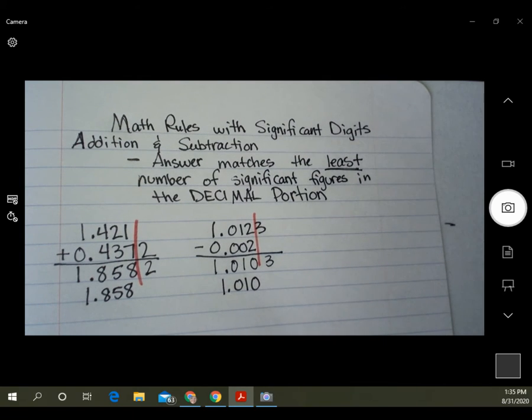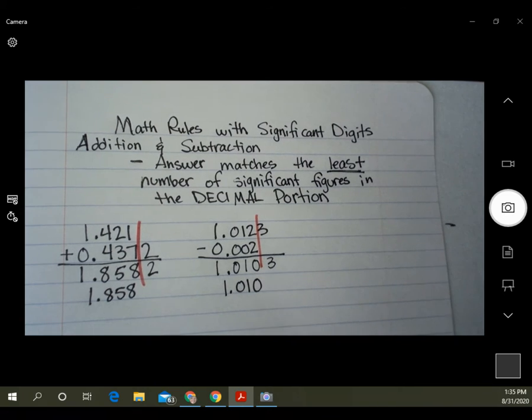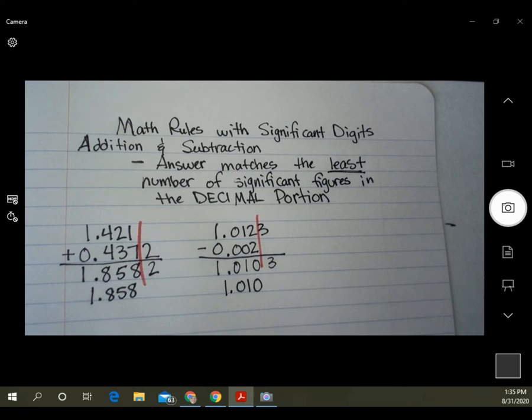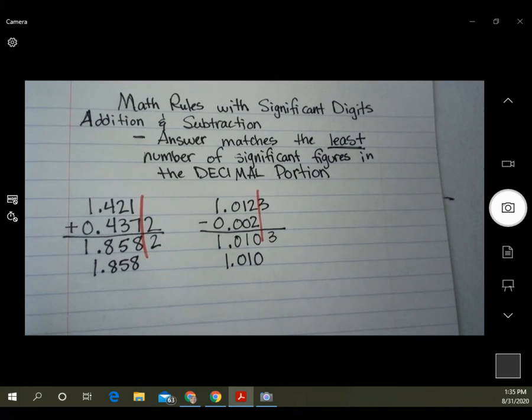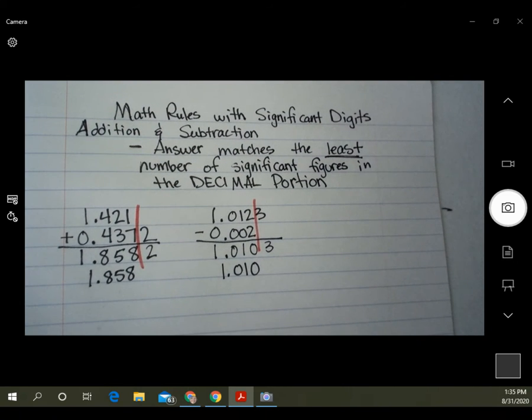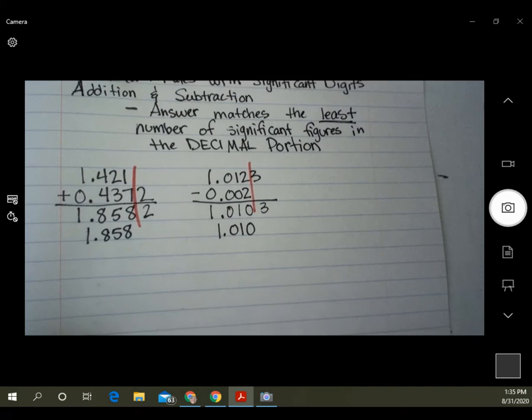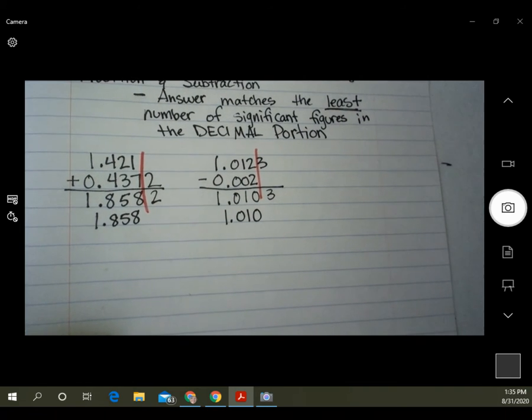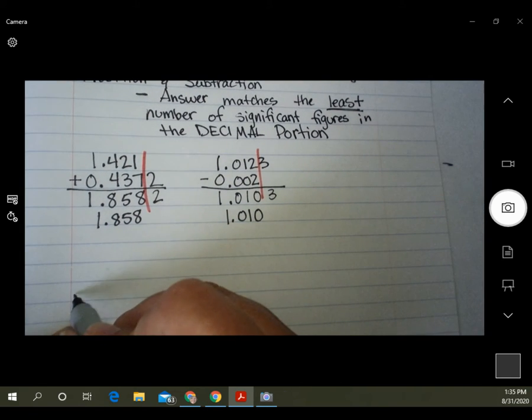Give me a thumbs up if that seems easy, and a thumbs down if you're like, what? Okay. All right. We'll have to practice it a little bit, but we want to make sure that we follow those rules every time. And then let's go to multiplication and division, and we'll kind of compare.